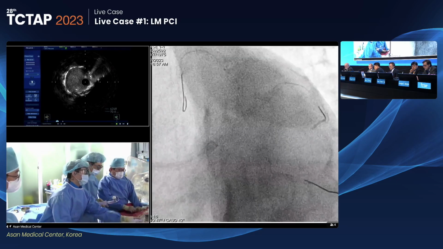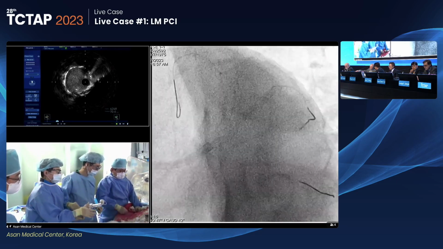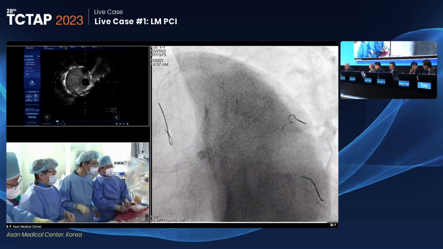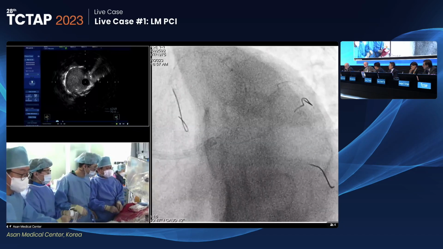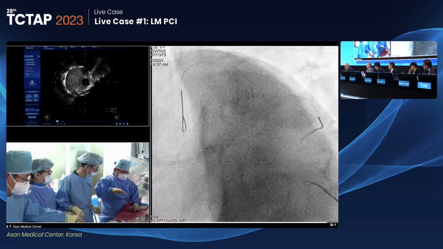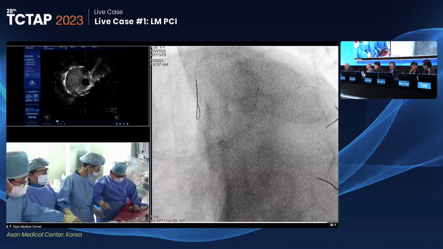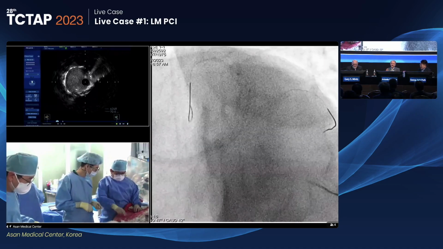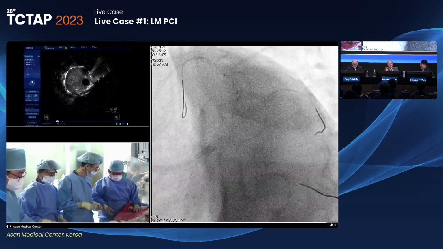Okay, 2.5 high pressure balloon. This triple stent is going to restenose for sure. The only way to prevent restenosis is not to do a follow-up angiogram. We didn't do a follow-up angiogram. Best way to prevent restenosis. Never look again.